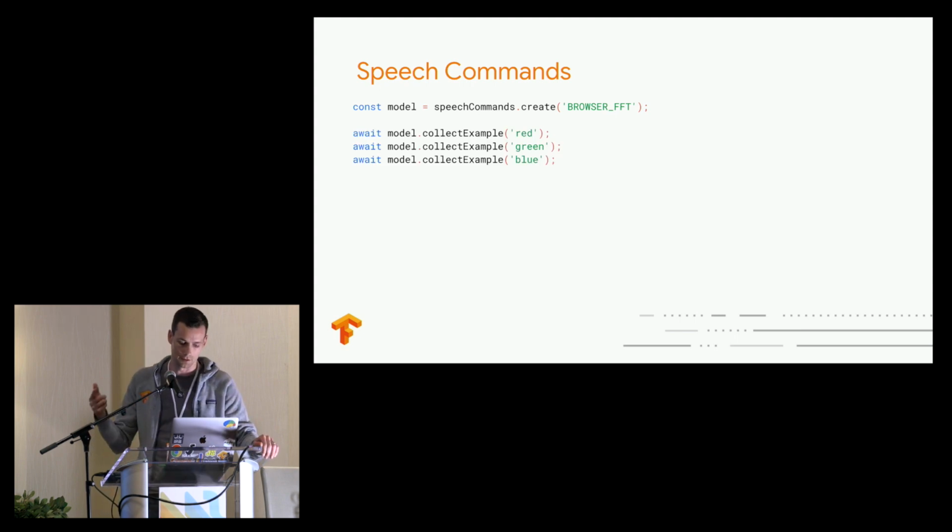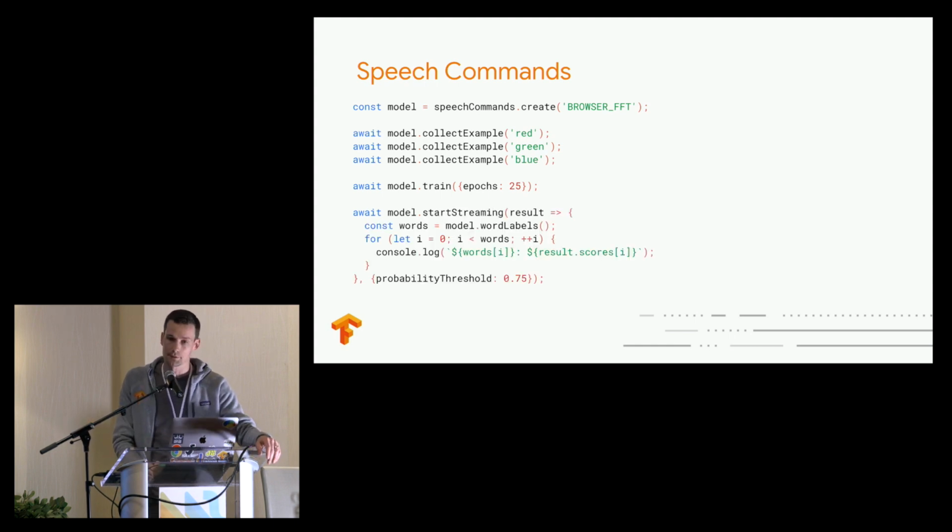This is a callback to collect some examples where you can say the word red, green, or blue, or whatever label you want. So in this model, we're just going to train an audio model that can recognize red, green, and blue. And then we train it for 25 passes through that data set. And then we can start streaming results off of the model.